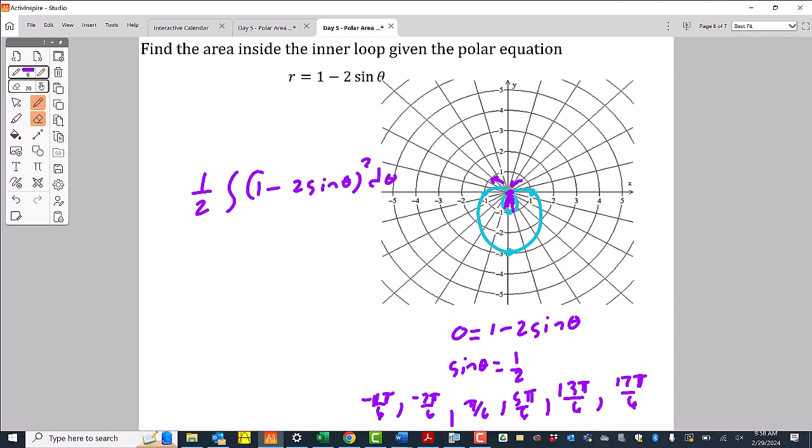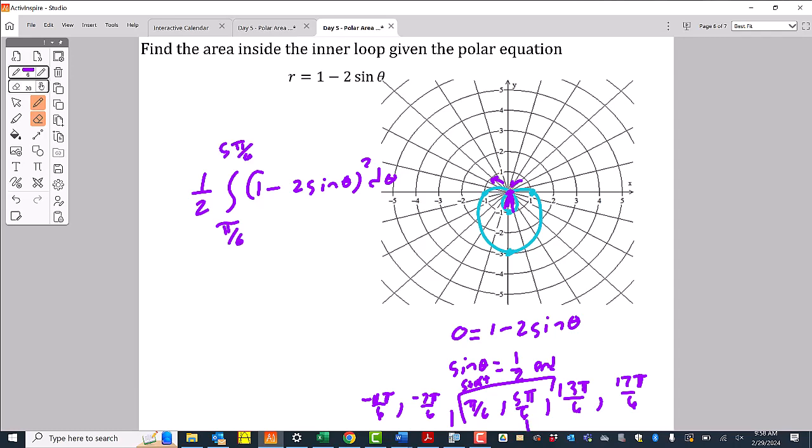But that's an issue. Because if we look at this inner loop, this pi over 6 is the start, and this 5 pi over 6 is the end. Because if we look, the inner loop starts in quadrant 1 and ends in quadrant 2. If we tried to do any two consecutive zeros, some of them might work, like pi over 6 to 5 pi over 6. But not all of them.